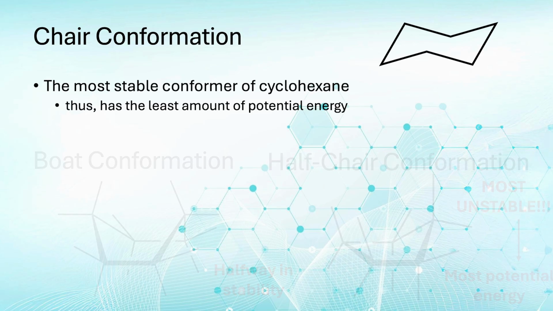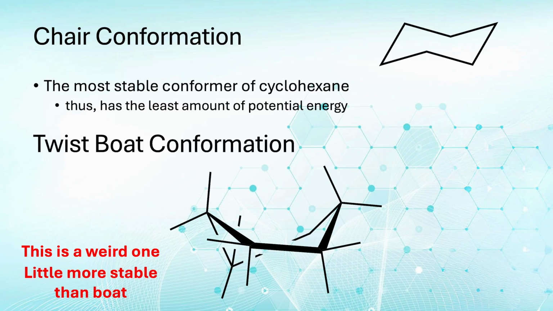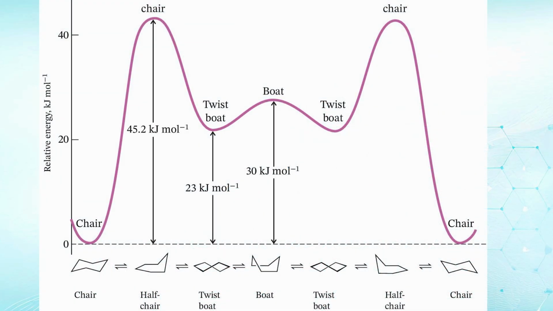There also exists a twist boat conformation that not all courses mention. This conformation is slightly more stable than the boat conformation. This is a diagram that summarizes the stabilities of the conformations of cyclohexane in terms of potential energy. But what do stable and unstable conformations mean in the bigger picture?